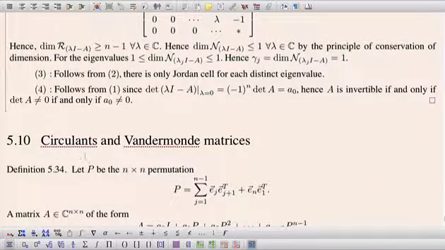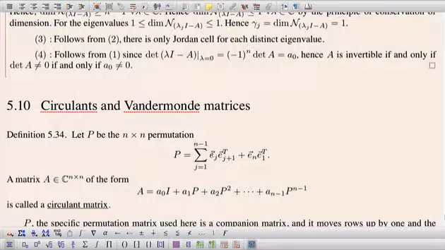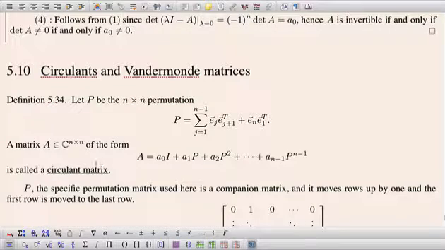Section 5.10, Circulants and Vandermonde matrices. Used again in engineering. In fact, cryptography, this is also used. If you are interested in applications, you can Google what uses of circulants and Vandermonde matrices have.